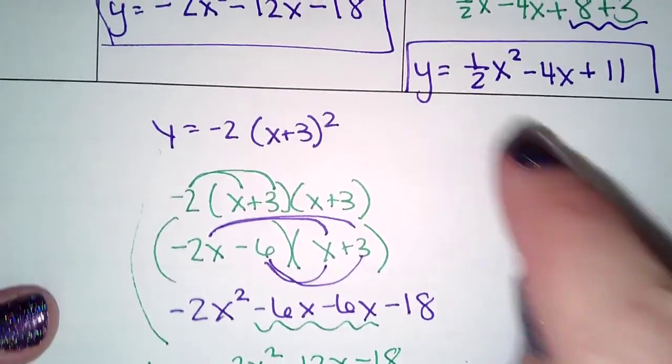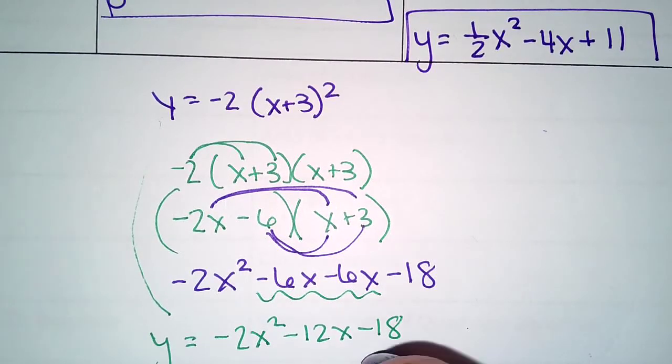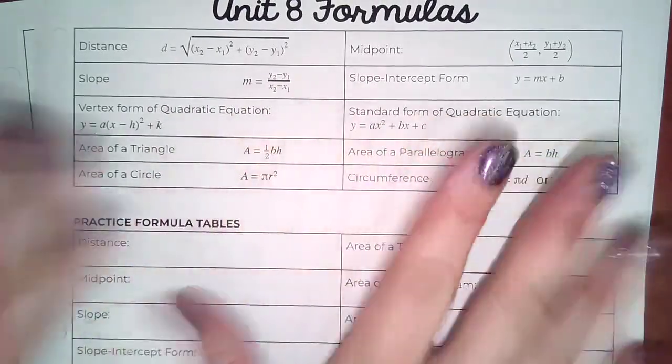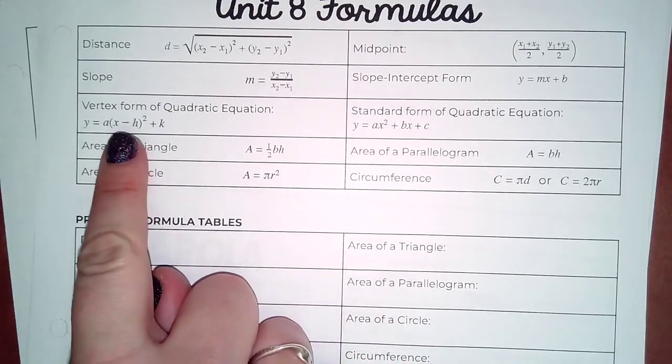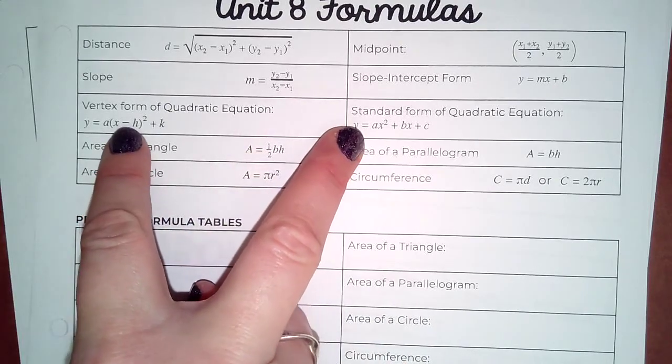Notice these are the same answer. They should have been. Do not forget to take a look at your formulas. Okay, these are all formulas that we have done before. The only one that would probably be a little bit newer to you today is the vertex form equation and standard form. We looked at those last class briefly.